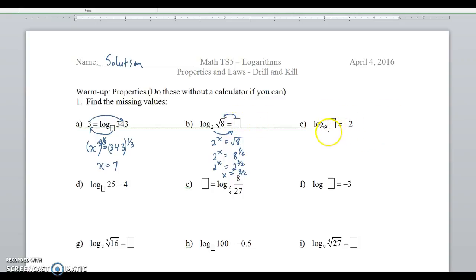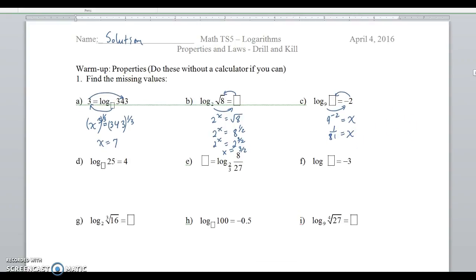Now the third type is a little more straightforward because the x is going to be the answer for what we're working on. 9 to the negative 2, and you're just going to do a straight calculation on that to figure out the value of x. So 9 to the 2 would be 81, so 9 to the negative 2 is going to be 1 over 81 for x. Now those three should be pretty straightforward.